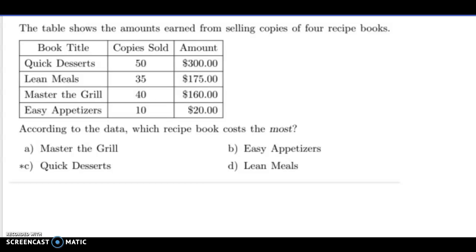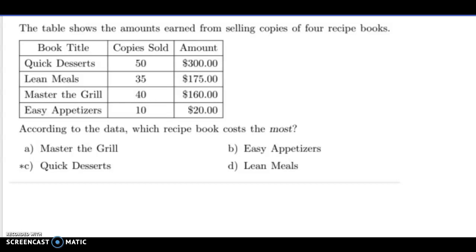It says the table shows the amounts earned from selling copies of 4 recipe books. So if the quick dessert book was sold, 50 copies were sold, I earned $300, okay? If lean meals, I sold 35 copies, I earned $175, and etc. It says, according to the data, which recipe book costs the most? Okay. So that means I'm actually looking for a unit rate.